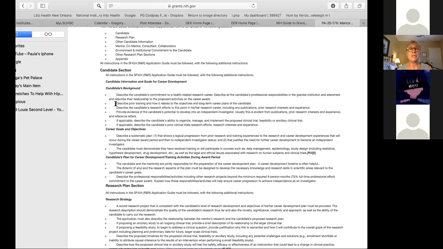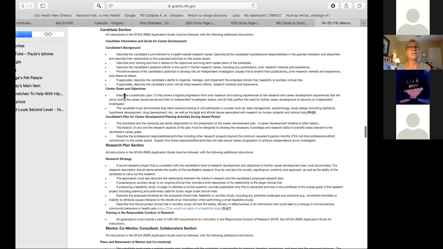Describe your commitment. Describe prior training. Describe your research. Just show evidence that you've been productive, etc. These are really critical components because these are the things that the reviewers are told to look for. So if you are writing this with the reviewer in mind, the reviewer will like your grant. Just saying. And if they like it, they give you a better score.